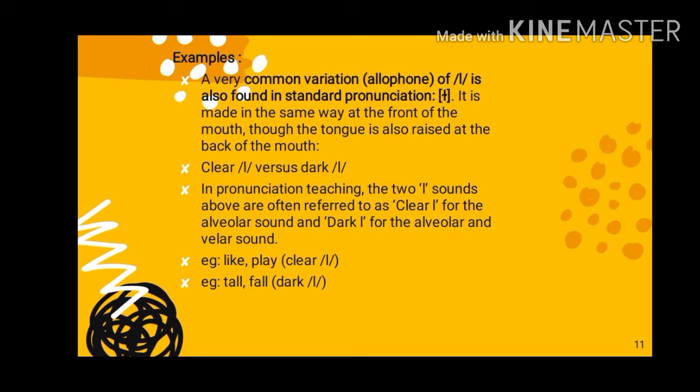In pronunciation teaching, the two L sounds above are often referred to as clear L for the alveolar sound and dark L for the alveolar and velar sound. For example, "like, play, like, play" for clear L, and then "tall, fall, tall, fall" for dark L.